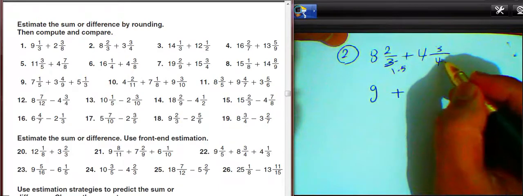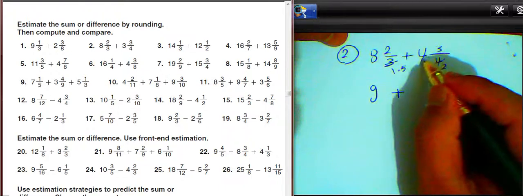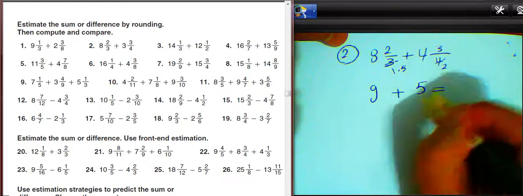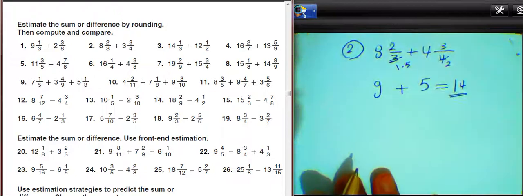And half of 4 will be 2. 3 is more than 2. Yes. So we can give 1 to the whole number, which will be 5. Then 9 plus 5 equals 14. It is the estimate of the sum.